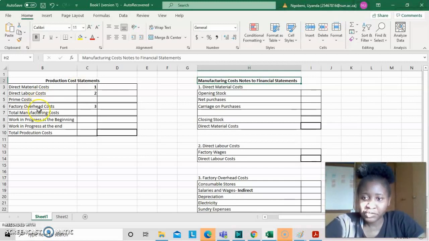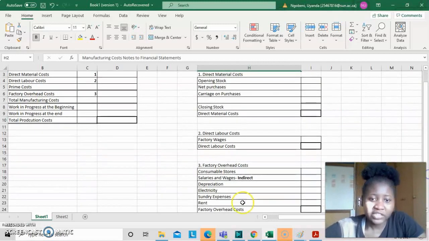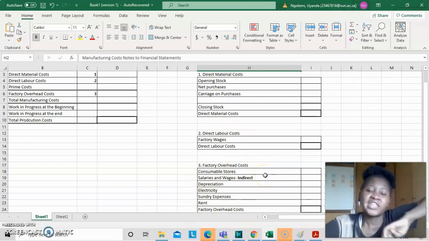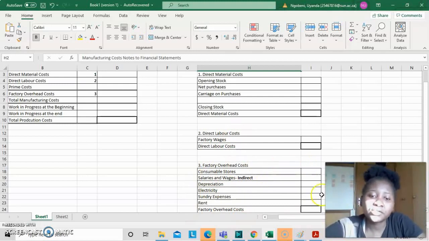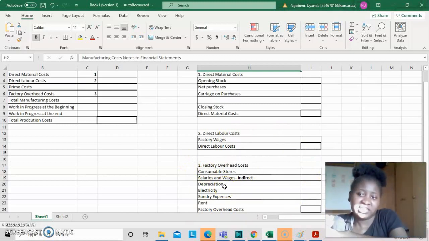And then now we move to factory overheads. Okay, so factory overheads, I've also included a note here. So factory overhead is all the things that have to do with the factory, but not directly related. I don't know if it makes sense.